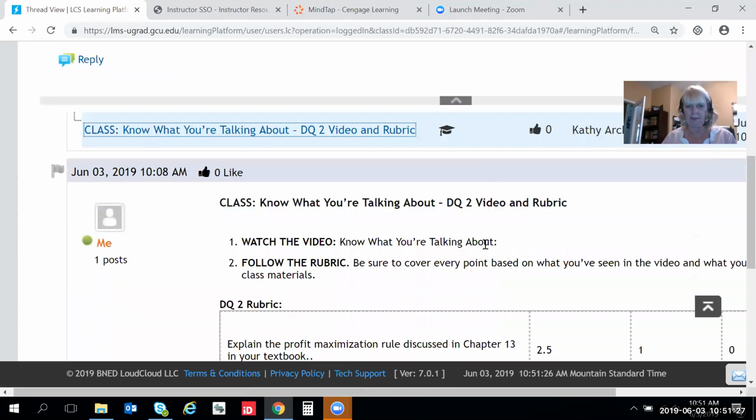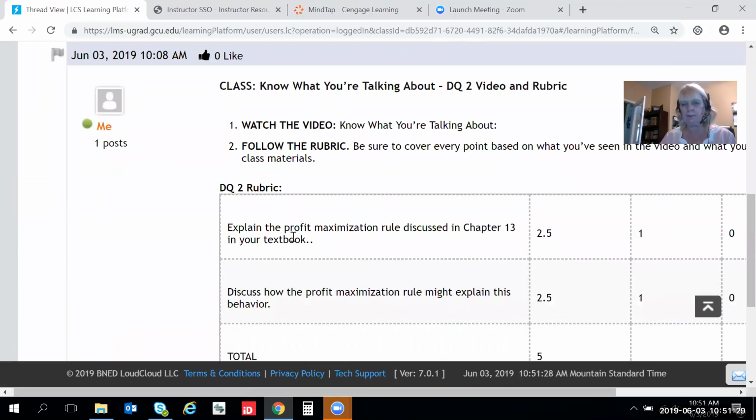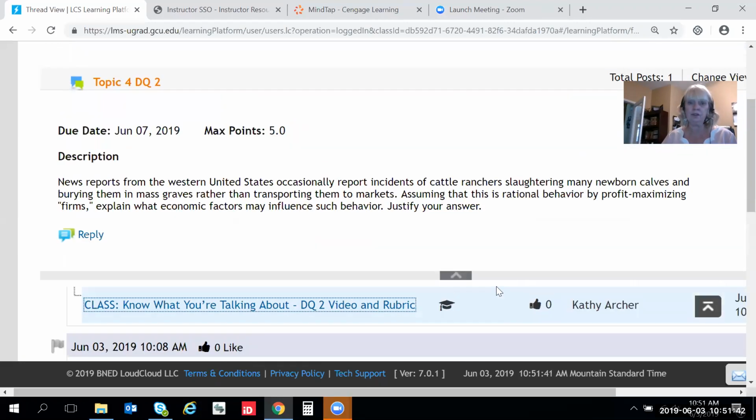So we open that up and we find that the rubric says, explain the profit maximization rule discussed in Chapter 13 and discuss how the profit maximization rule might explain this behavior. I guess we got that narrowed down, don't we? So all we got to do is go to the textbook, Chapter 13.